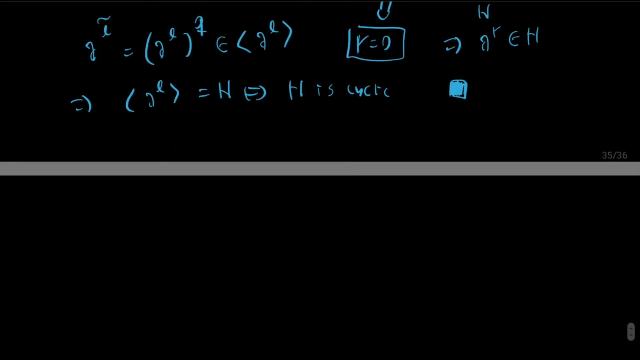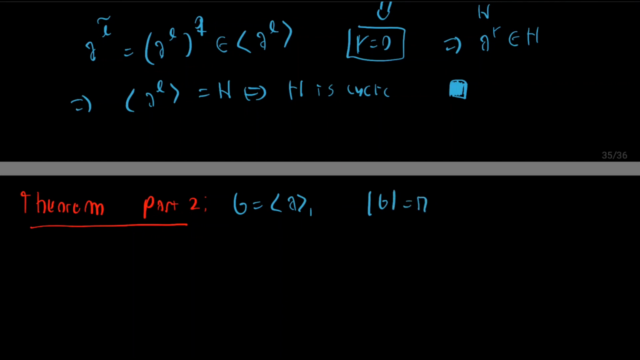So now we're ready to prove the second part of the theorem. So theorem, let's say theorem part 2. And this part is also very important. And what it states is the following. So if again our group G, which is generated by a, has order n, then the order of any subgroup of G is a divisor of n.